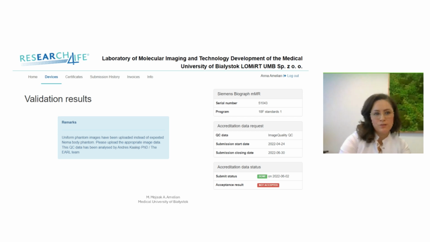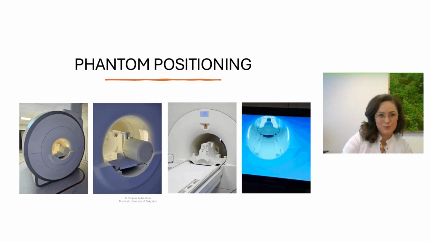Let's proceed. I would like to show you some example results of validation that you can see after you log into our account. So the validation is beyond the range. It hasn't been approved, but we know why it has happened. We can see that we have sent the images for the standard 2 instead of standard 1, and we didn't attach the right phantom. So it was a technical error. We could correct this. The correct images were sent, and we were accredited.